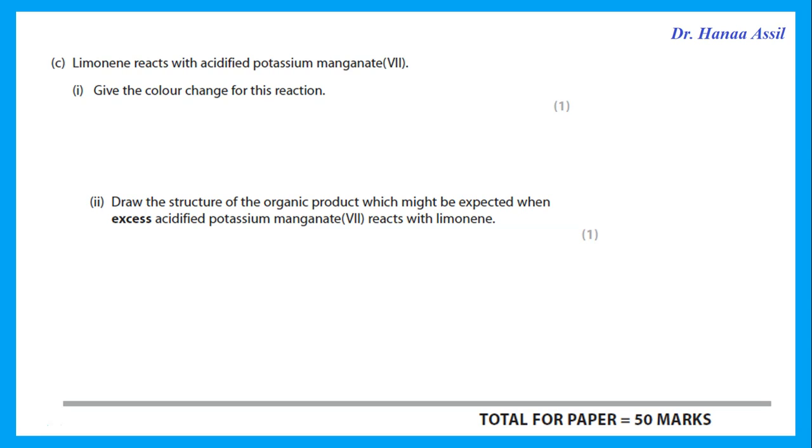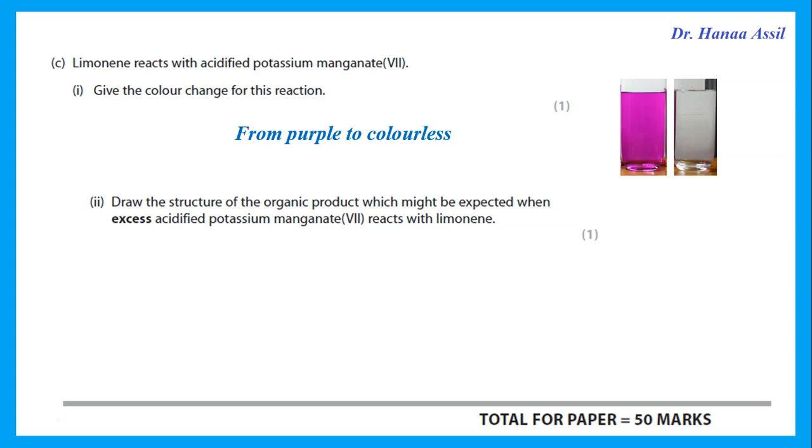Limonene reacts with acidified potassium manganate. Give the color change for this reaction. Remember, potassium manganate is originally purple. When it reacts, it changes from purple to colorless. And the last part of the question says, draw the structure of the organic product which might be expected when excess acidified potassium manganate reacts with limonene. What was limonene? This was limonene.